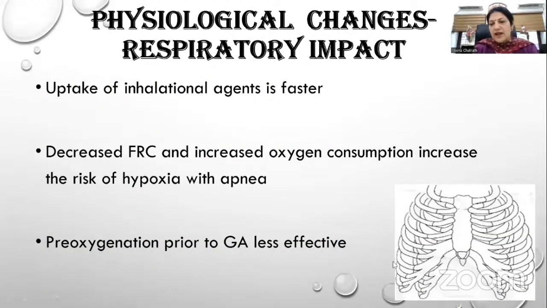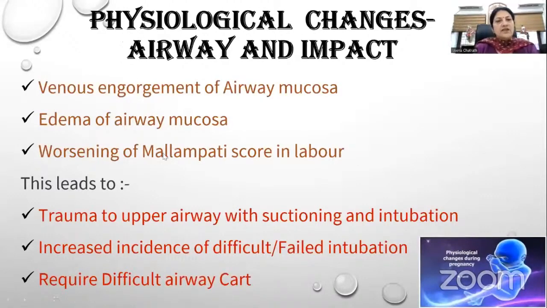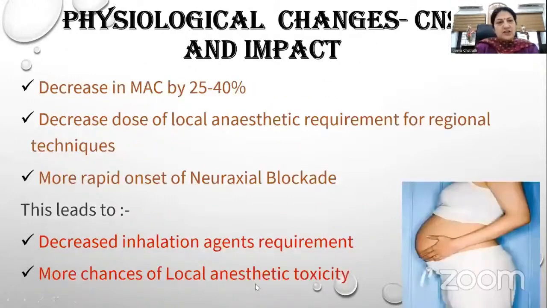As we can see in this diagram, there is flattening of the ribs also due to upward shifting of the diaphragm. There is venous engorgement of the airway mucosa, leading on to edema of the airways, worsening of the Mallampati score in labor, and this leads to trauma to the upper airway with suctioning and with intubation. There is increased incidence of difficult or failed intubation in the pregnant woman. So it is necessary to keep the required difficult airway cart ready when we are giving general anesthesia or regional anesthesia to these patients.